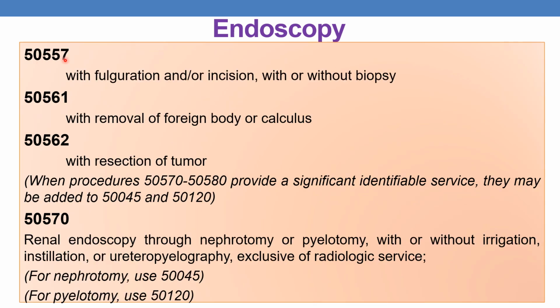The next CPT is 50557. Endoscopy with fulguration and or incision with or without biopsy. The next is 50561. Endoscopy with removal of foreign body or callus. The next is 50562. Endoscopy with resection of tumor. And when procedures 50570 and 580 provide a significant identifiable service, they may be added to 50045 and 50120. The next CPT is 50570. Renal endoscopy through nephrotomy or pyelotomy with or without irrigation, instillation or ureteropyelography exclusive of radiological service.